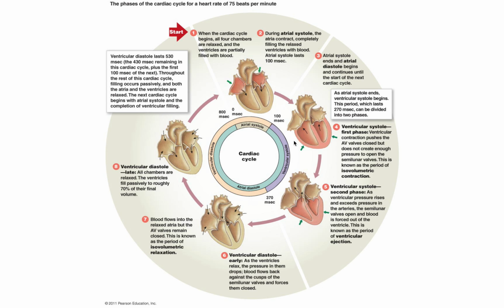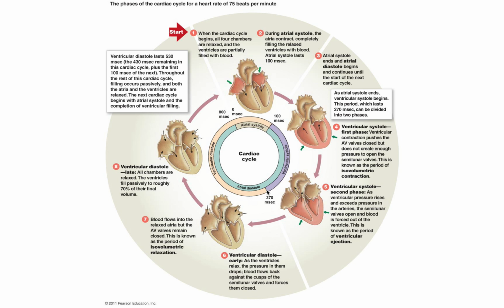Then we have ventricular systole, so the ventricles begin to contract. That increase in pressure closes the AV valves, so we can see the AV valves are closed here. And at this point, all 4 heart valves are closed. This is known as isovolumetric contraction. And as soon as the pressure in the ventricle exceeds the pressure in the arteries, the semilunar valves, both the pulmonary and the aortic semilunar valves, are going to open, and blood is forced out of the ventricles. This is known as ventricular ejection.